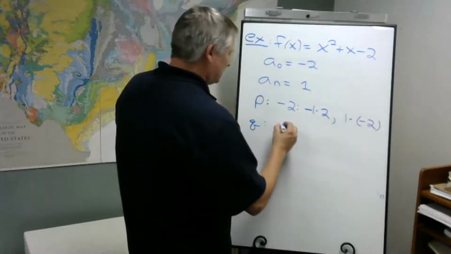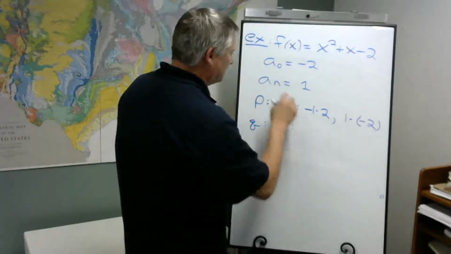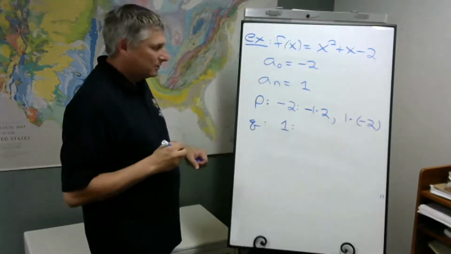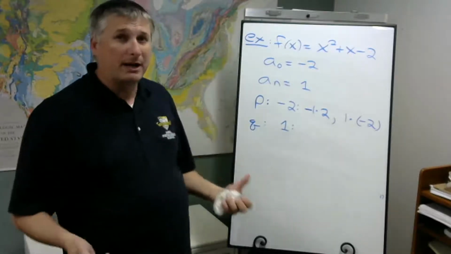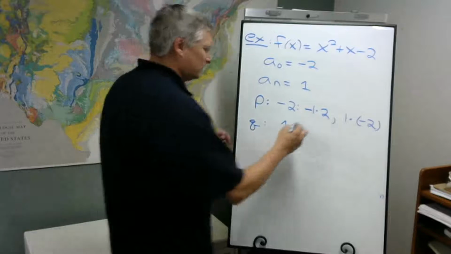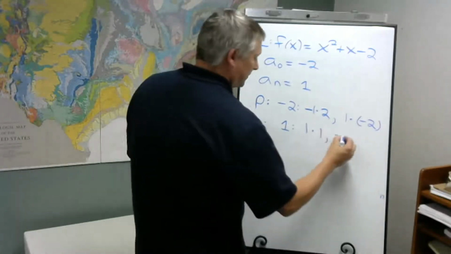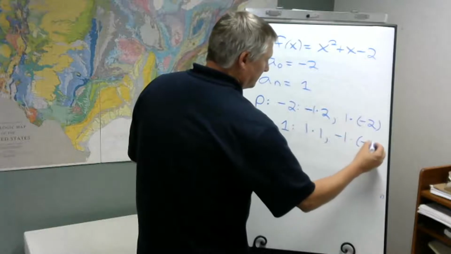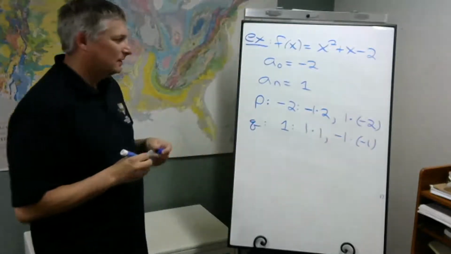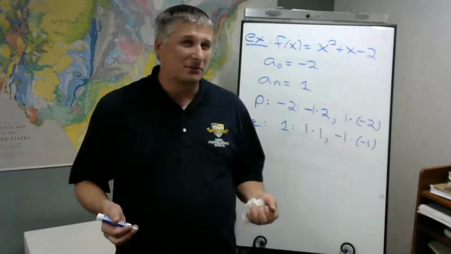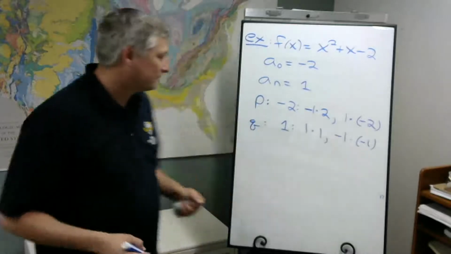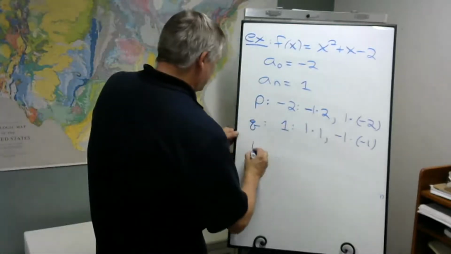Now, q comes from factors of an, or 1. So what numbers, what integers multiply to give us 1? Well, 1 times 1, and -1 times -1. So now we've got all the factors. Now we're going to look at the ratio. So P over Q.